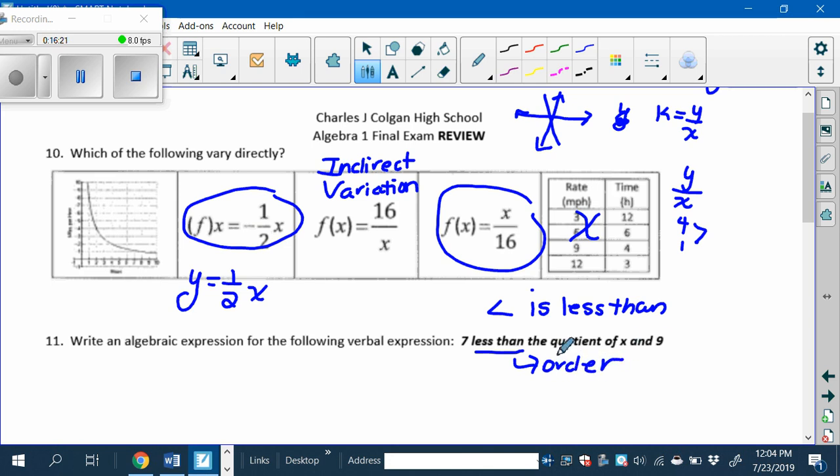Okay, so first let's look at the quotient of x and 9. Now quotient means that we're dividing, and then I said 7 less than that quotient. So it's x divided by 9 minus 7.